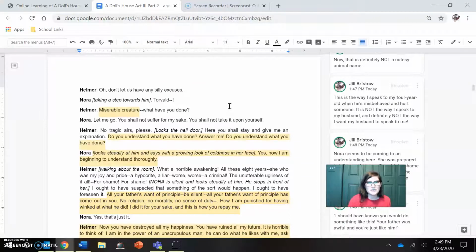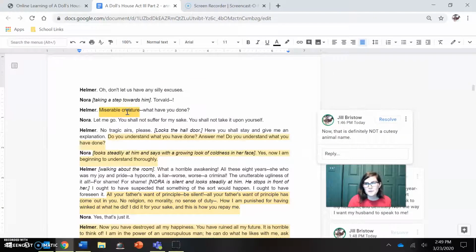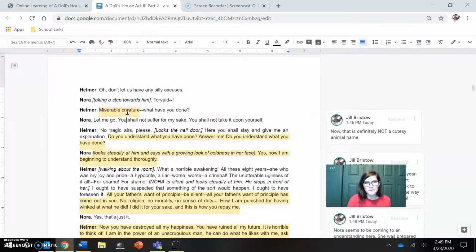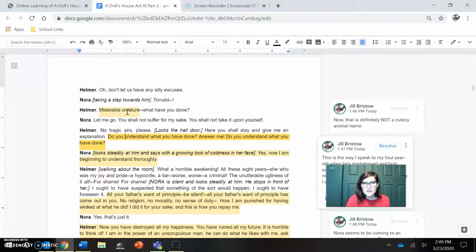Now Torvald's attitude changes a little. He calls Nora a miserable creature. This is not a cutesy animal name. That's just a straight-up insult. Right here he says, do you understand what you've done? Answer me. Do you understand what you've done? Guys, this is the way that I yell at my 4-year-old when he's done something ridiculous and hurt someone. Like, the other day he laid on one of the cats and accidentally hurt it. And I swear to you, I said, do you know what you just did to that cat? Answer me. Do you? That's the way Torvald is talking to his wife right now. He's talking to Nora, his grown adult wife, the same way I talk to a preschooler.